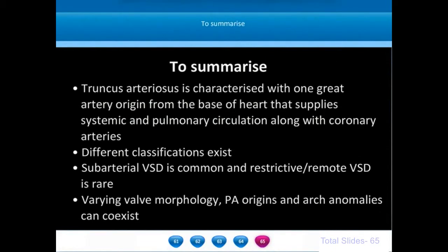To summarize, truncus arteriosus is characterized by one great artery origin from the base of the heart that supplies the systemic and pulmonary circulation along with coronary arteries. Different classifications have been proposed under Collett and Edwards and Van Praag's. Subarterial ventricular septal defect is common. However, restrictive and remote ventricular septal defects can happen. There can be variations in the truncal valve morphology, variations in the pulmonary artery origins, and variations in the aortic arch branching pattern.